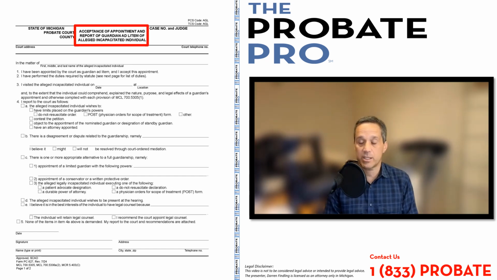Hi, I'm Darren Findling of the Probate Pro. We're going to cover Form 627. This is SCAO, State Court Administrative Office, Form 627.